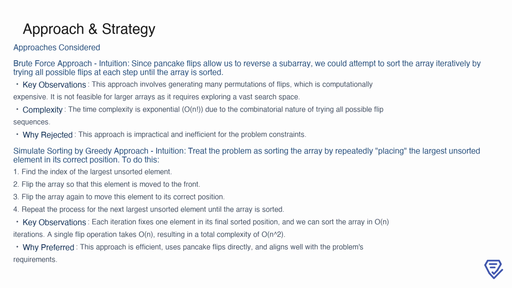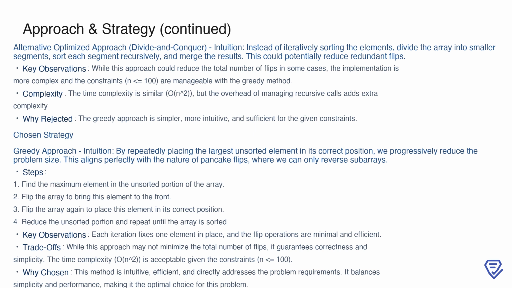The key observation is that each iteration fixes one element in its final sorted position, and since each flip operation takes O(n), the total time complexity is O(n squared). This greedy approach is efficient, directly uses pancake flips, and aligns well with the problem requirements, making it a strong candidate for our solution. An alternative approach we considered is the divide and conquer method.